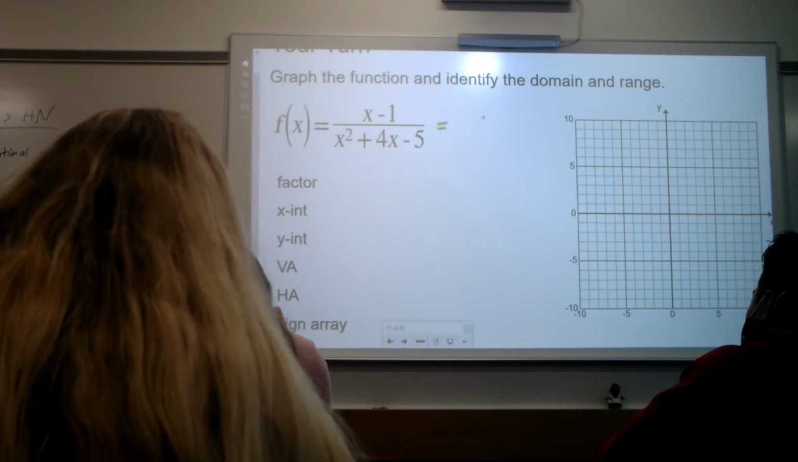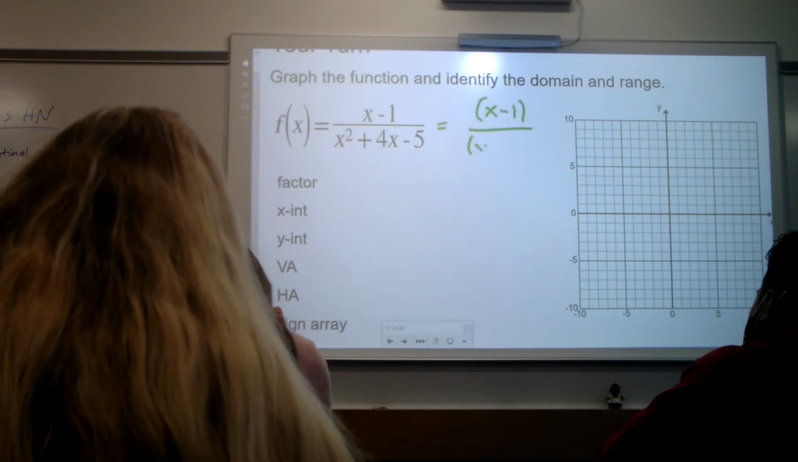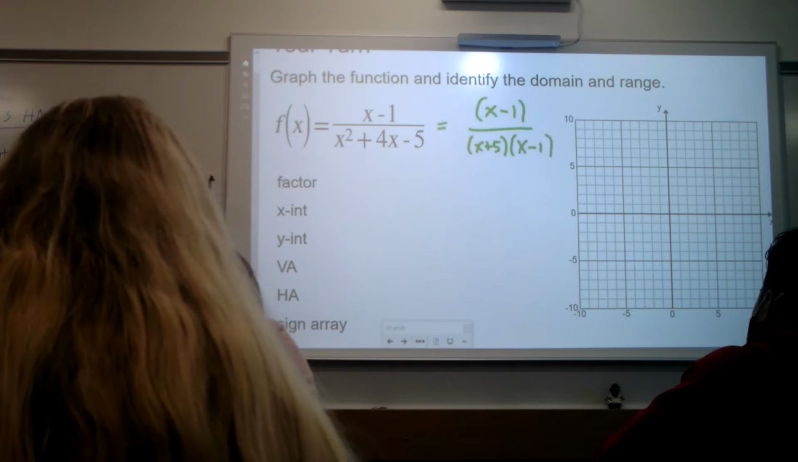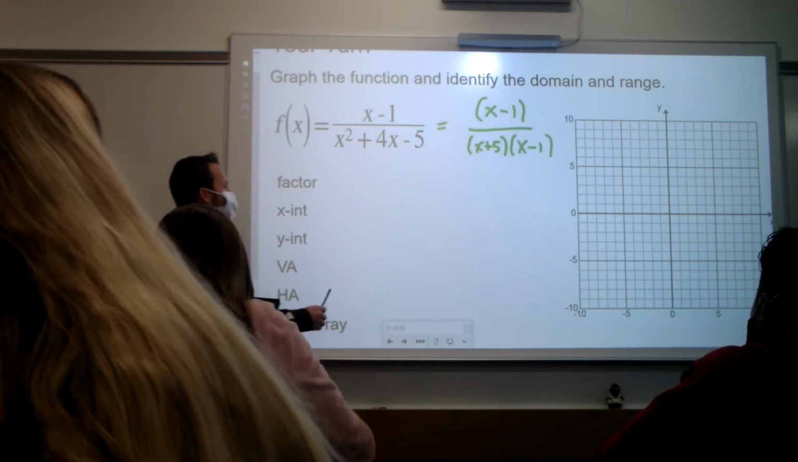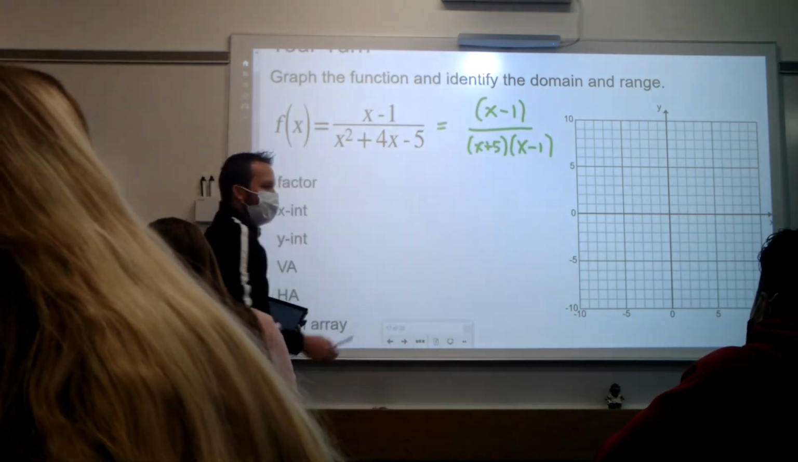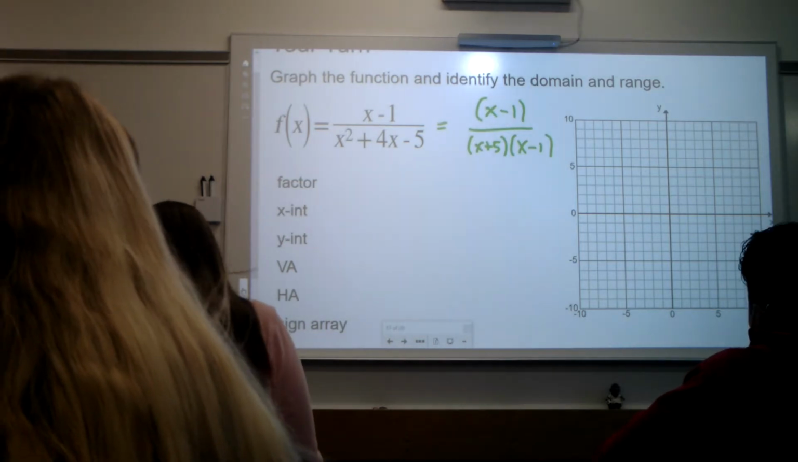X plus 5 and x minus 1. Is it x plus 5 and x minus 1? Okay, let's double check that. Is 5 times negative 1 negative 5? Yes, it's 5 minus 1, 4. Yep, so that's factored correctly. Nice job, Josh. But what happens as soon as you factor that?